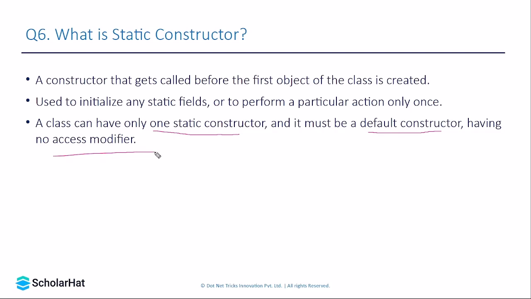That is, we cannot use public, private, anything in the front of a static constructor. It should have no access modifier and should be default only. Let's understand the static constructor with the help of a pseudocode.